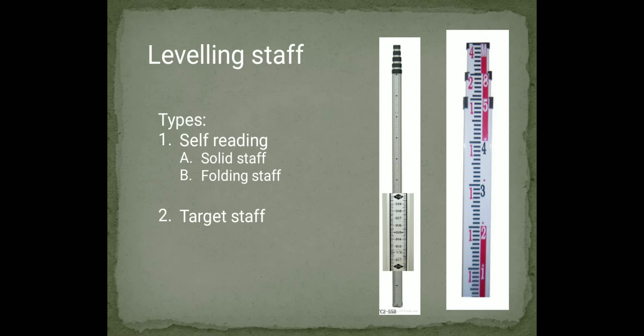Next is the staff. The leveling staff is kept at the station point for recording the elevation of that point. So this is the position of the leveling staff that will be considered for leveling. There are two types of staff: self-reading staff and target staff. In self-reading staff we have solid staff and folding staff. The least count of the leveling staff is 0.0005 and it is graduated in such a way that we can record the elevation up to 0.005.